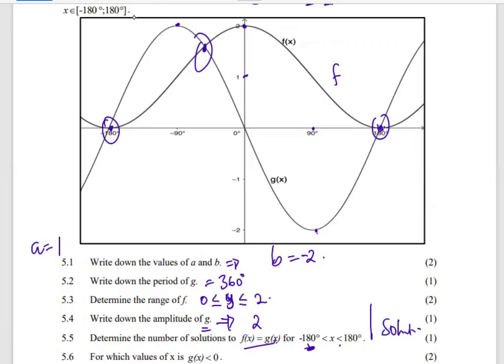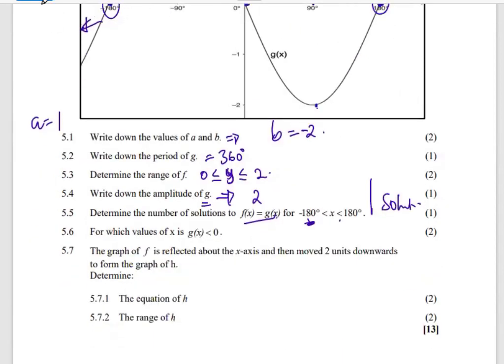And then for which values of x is g of x below 0? Is g of x ever below 0? Yes. So when x is less than negative 180, and then also between 0 and 180. So you're going to say that x must be less than negative 180, or 0 less than x less than 180. Those are the regions where the graph is below the x-axis.